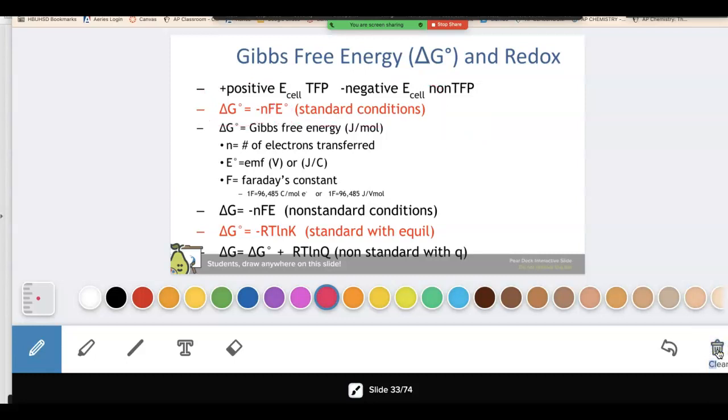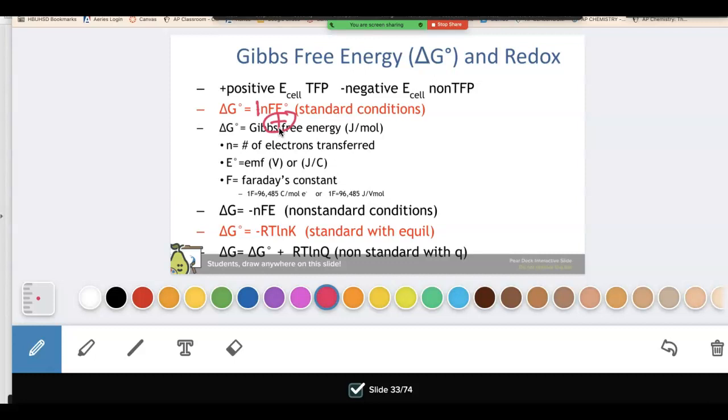Whereas if the voltage is negative, if you plug a negative value in for E, guess what the negative and negative do? Make it positive, right? So now delta G is positive. What's a positive delta G? The reaction is not occurring unless you add energy. Well, we know that a negative E is a redox reaction that's not happening, which is confirmed by the positive delta G. You've got to put in energy if you want that redox reaction to occur.